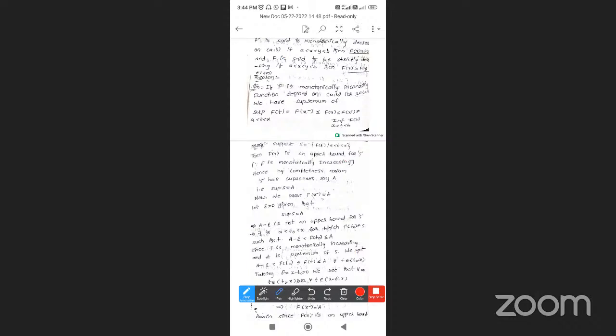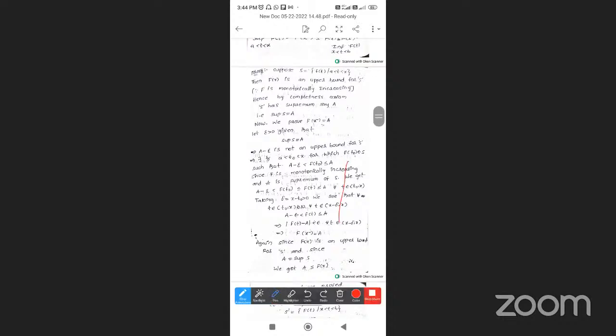Now we have to prove it. Proof: suppose S is the set of f of t, where a is less than t less than x. Then f of x is an upper bound for S, since f is monotonically increasing. Hence, by the completeness axiom, as taught in BSc level real analysis, S has a supremum.